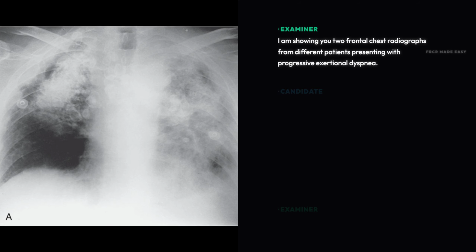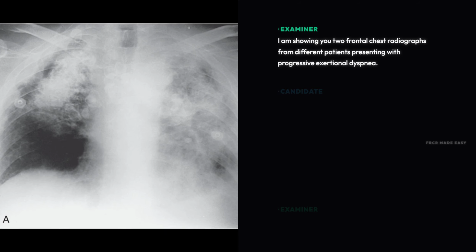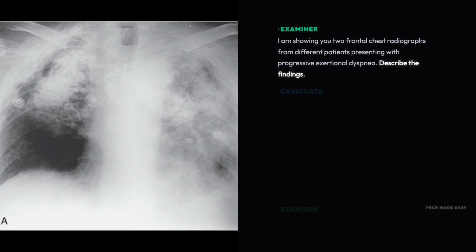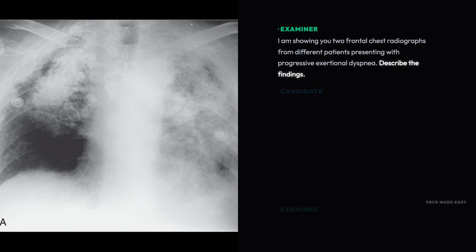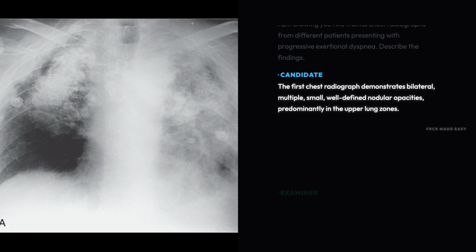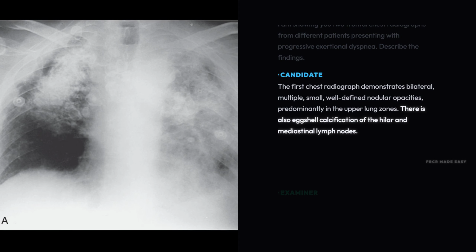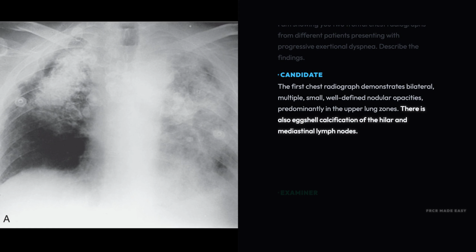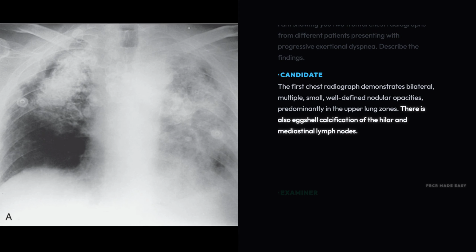I am showing you two frontal chest radiographs from different patients presenting with progressive exertional dyspnea. Describe the findings. The first chest radiograph demonstrates bilateral, multiple, small, well-defined nodular opacities, predominantly in the upper lung zones. There is also eggshell calcification of the hilar and mediastinal lymph nodes.